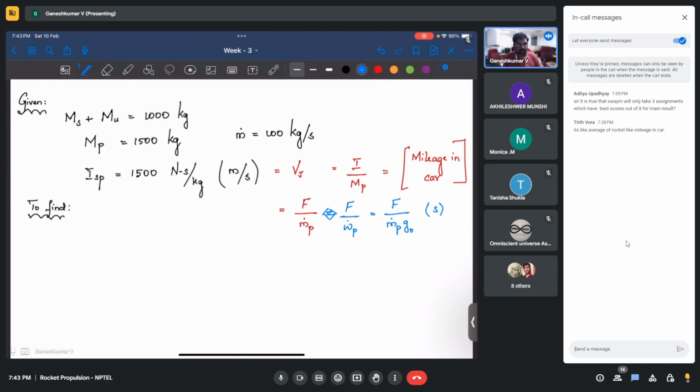But liquid propellant also has certain disadvantages. Can anyone say what are the problems with liquid propellant? If liquid propellant performs better, why don't we use liquid propellant itself? Why use solid propellant? Sir, efficiency will depend upon density. Liquid propellants have lower density than solid. Okay, that is right.